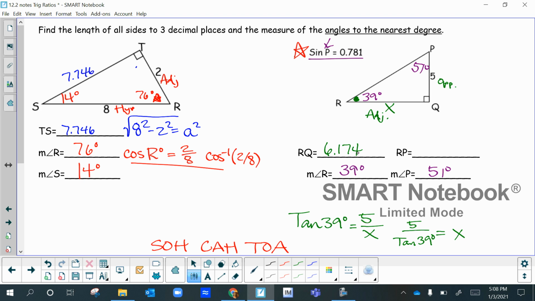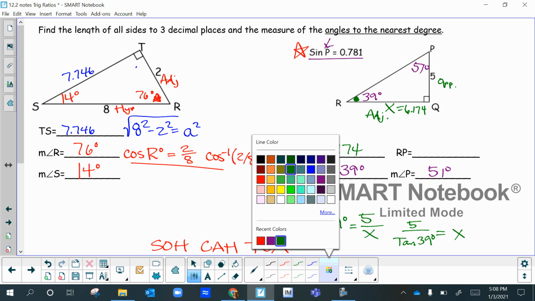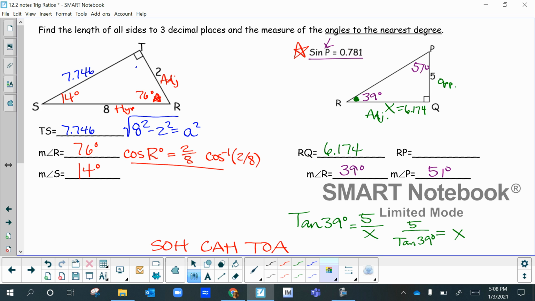6.174. All right, so there's one side. You can even write it on the picture if you want. Okay, and then to figure out this other side, you can either use trig again, or you can use Pythagorean theorem because you have 2 out of the 3 sides. I'm going to practice with the trig one more time.